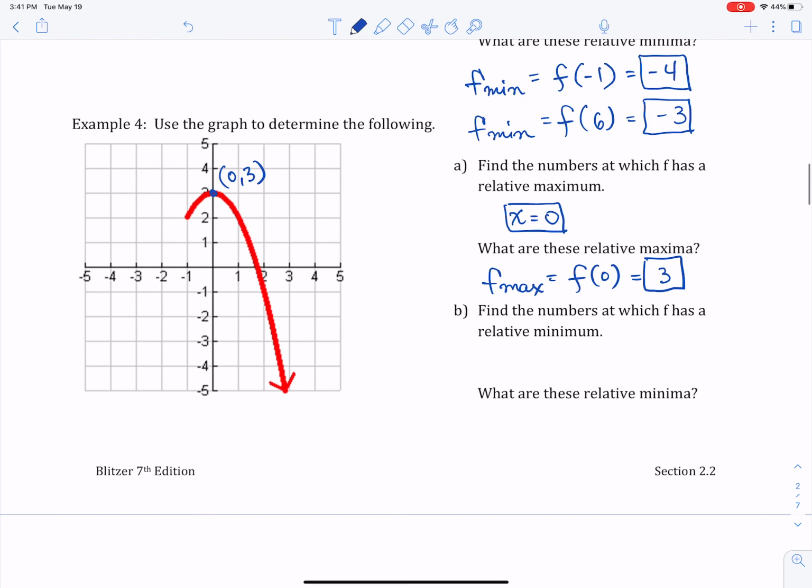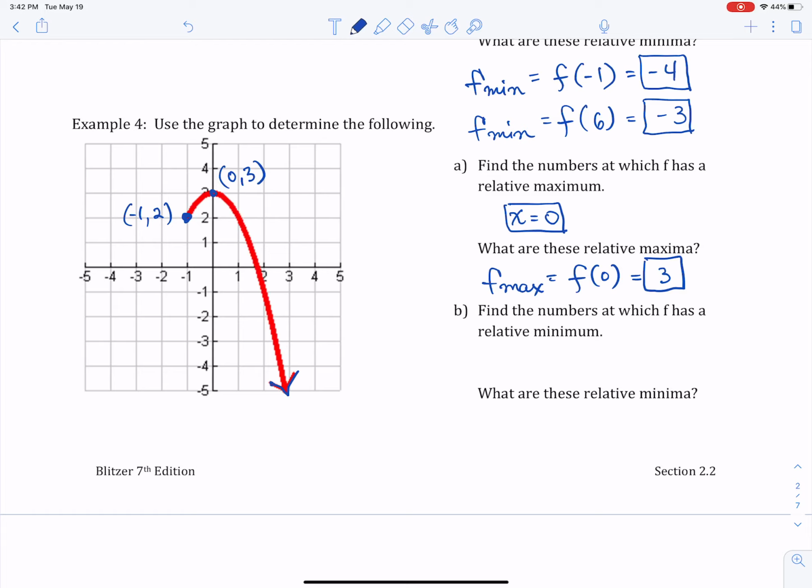Find the number at which f has a relative minimum. Notice that this function goes indefinitely down, so there is no absolute minimum value. However, there is a local minimum value here, which in this area is the smallest value, and I'm going to use that as my relative minimum, and that happens at (-1, 2).